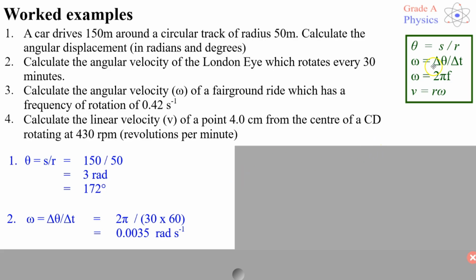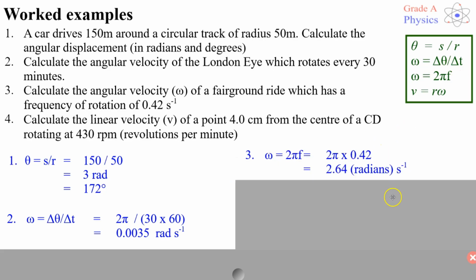Now we're given the frequency of rotation. We could again use the one we've just used, but it would make more sense to use 2 pi f. Again, we know 2 pi is the number of radians in one complete cycle, and we're told the frequency of rotation is 0.42 per second, or 0.42 hertz, or 0.42 cycles or revolutions per second. So we just multiply 2 pi by our number here, and that would give us 2.64 s to the minus 1. We could write radians, even though that's not actually a unit, just to remind us that we're talking about an angular displacement here.